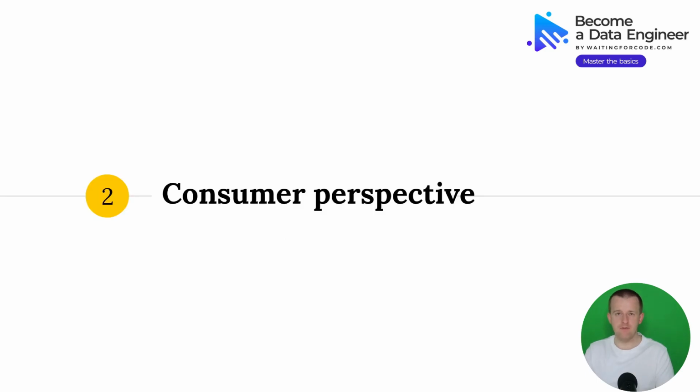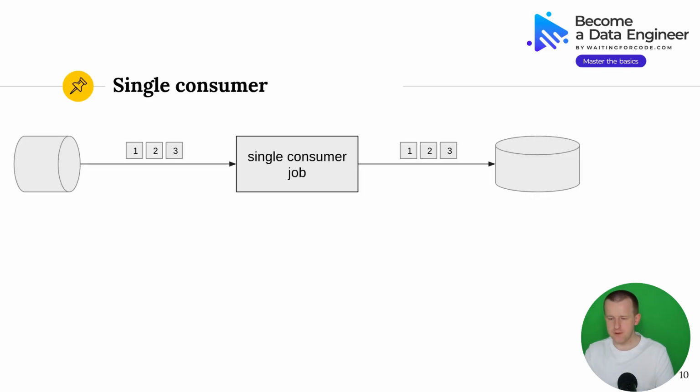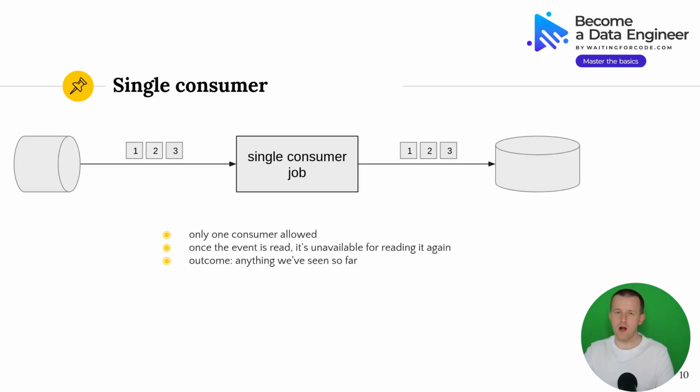And now in the final part, we will see the consumer perspective. So there are two different architectures here. The first one is that we have a single consumer, meaning that only one application is allowed to read the streaming data. And very often once the event is read, it becomes unavailable for reprocessing and for reading it again. So the outcome is that we get anything we have seen so far.